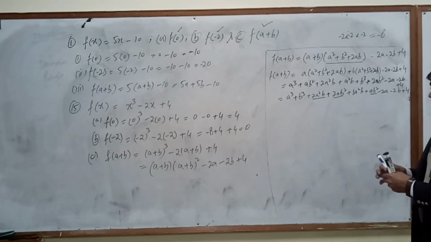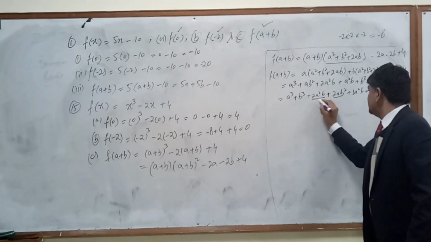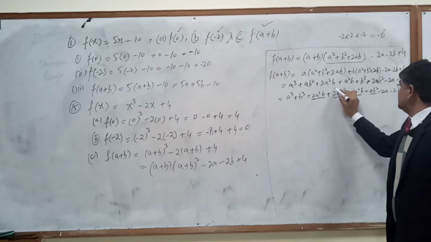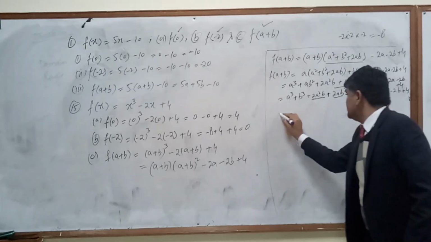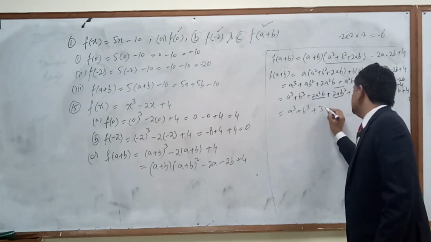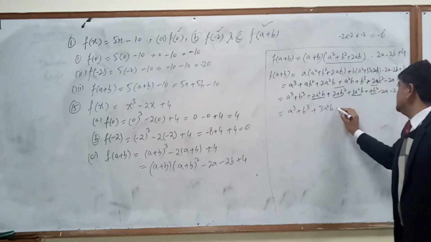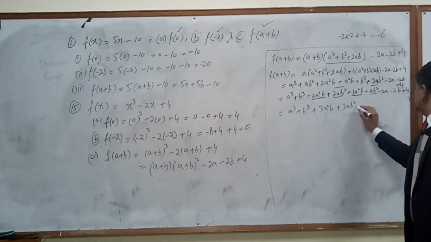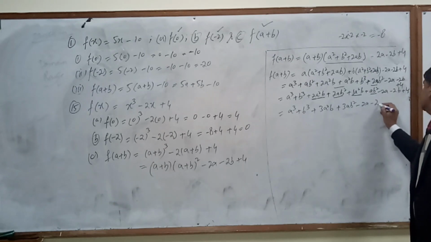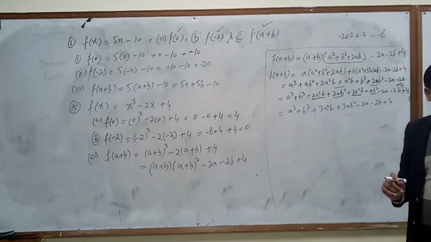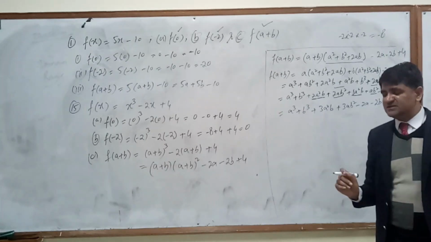We can make the pair. First pair this and this. Second pair this and this. So we can write a cube plus b cube plus 3a square b plus 3ab square minus 2a minus 2b plus 4. I think it's the simplest form and we can leave the question here.